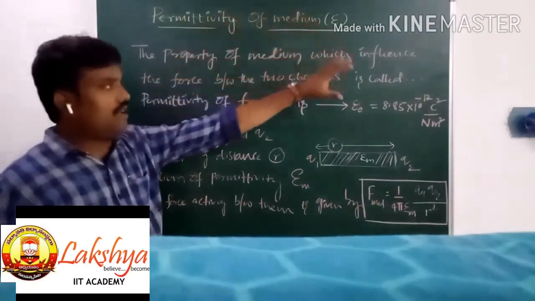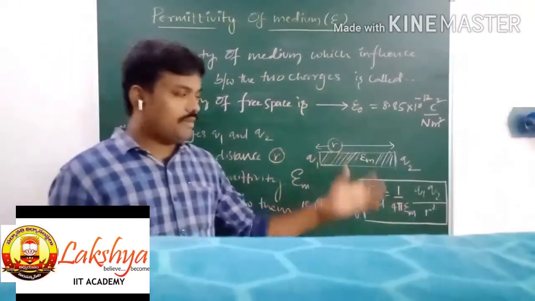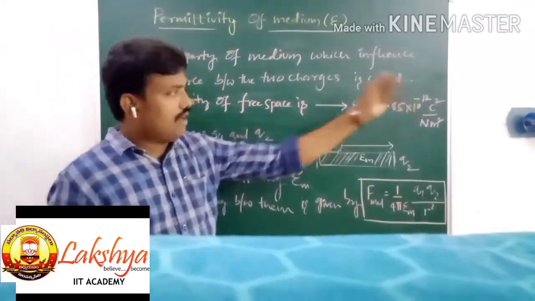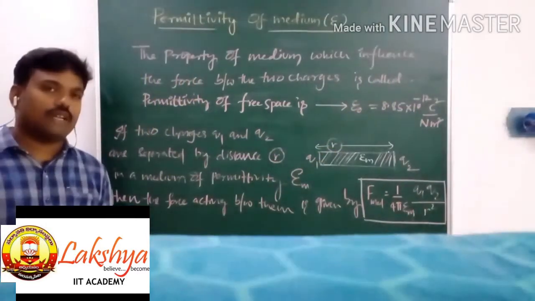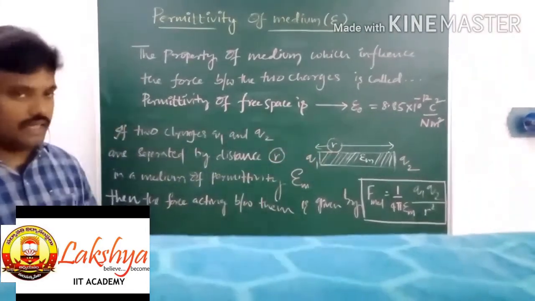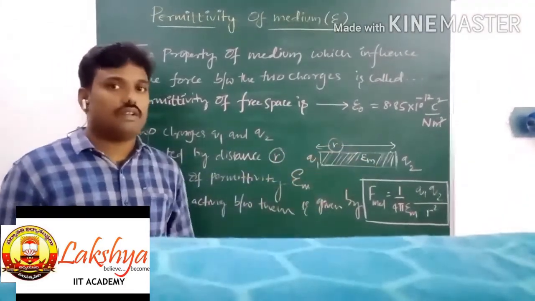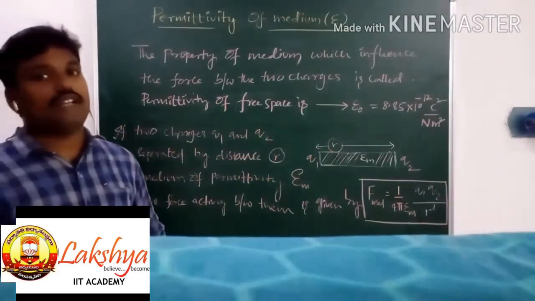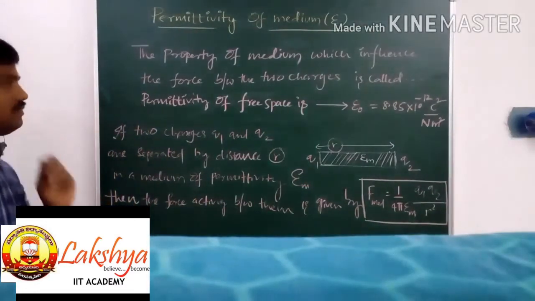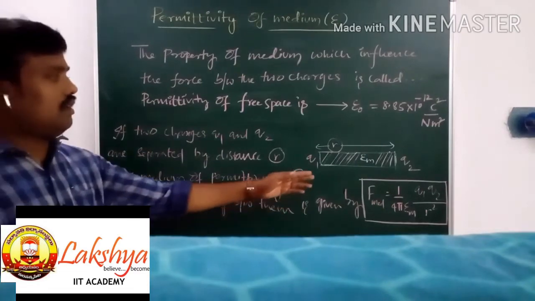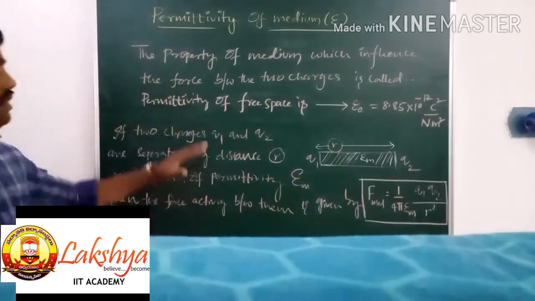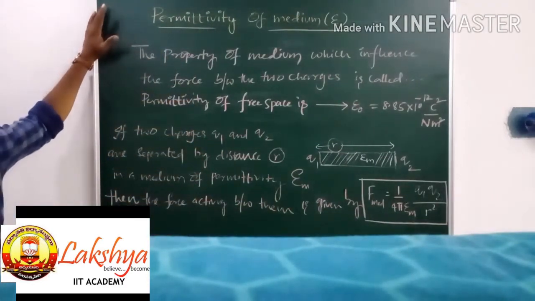If the two charges are separated by a distance in air, we can make use of the permittivity of free space directly as 8.85 into 10 to the power of minus 12. But if the two charges are separated by a distance in any other medium, what kind of force can we expect between the two charges? In this case, we are going to calculate the force when the two charges are separated by a distance in a medium. First of all, we have to define what permittivity is.